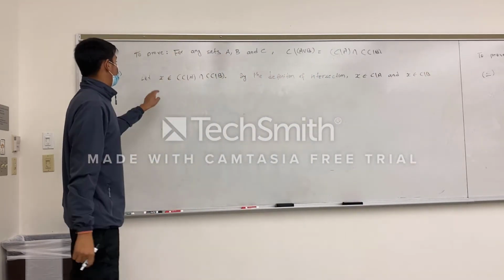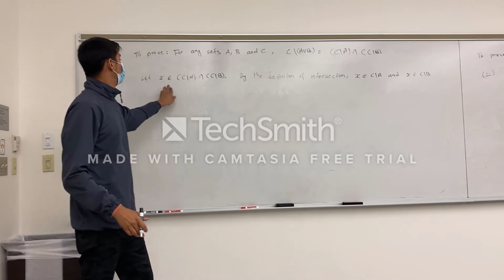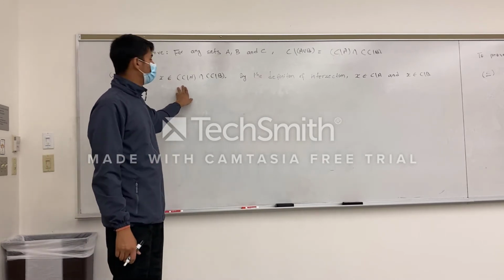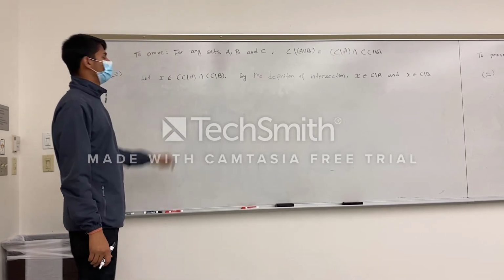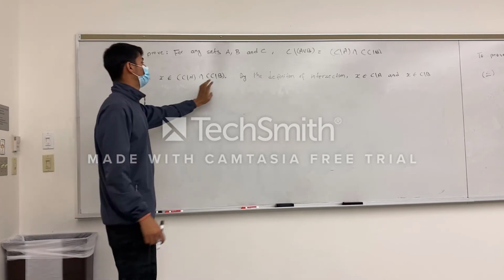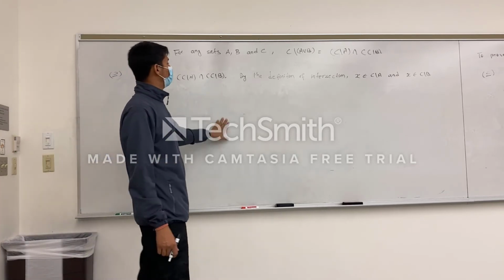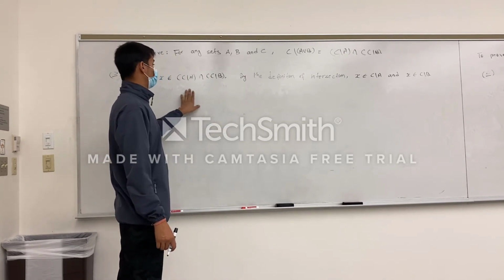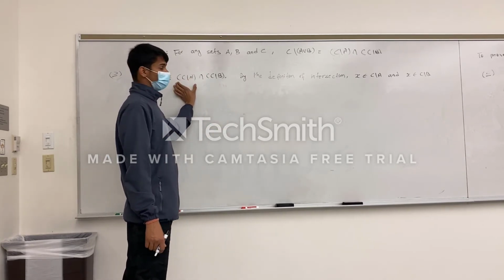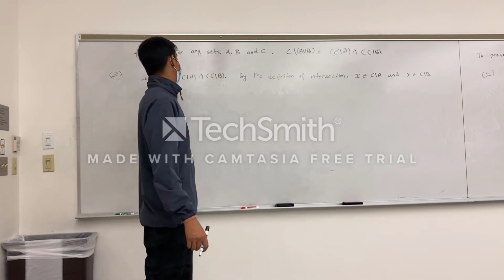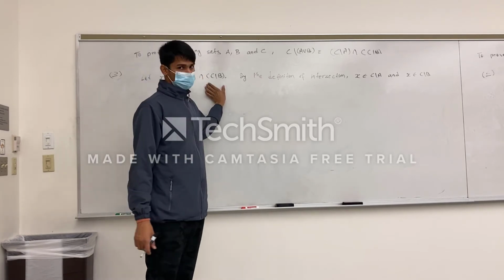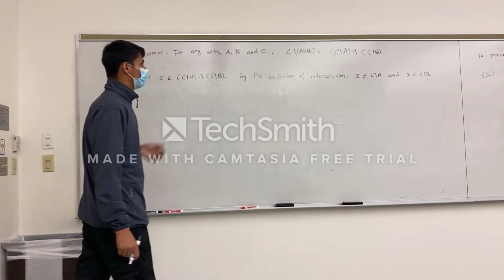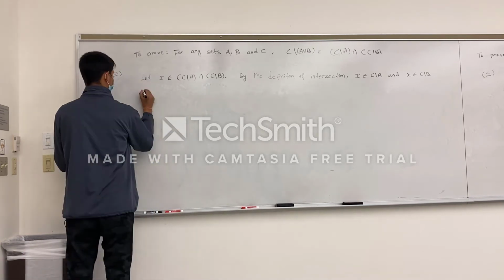Now let's assume that any element x is in the intersection of the set difference of C and A and the set difference of C and B. By the definition of intersection, we know that x belongs to this part, which is the set difference of C and A, and x belongs to this part, which is the set difference of C and B. Now let's break that down.